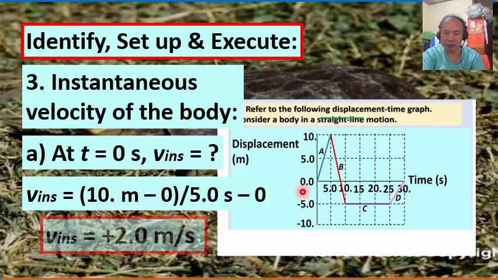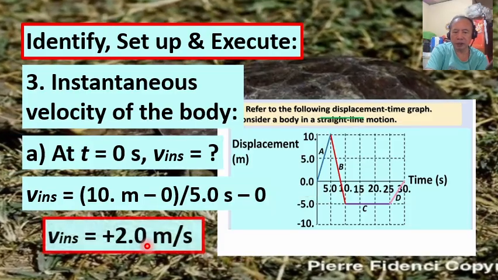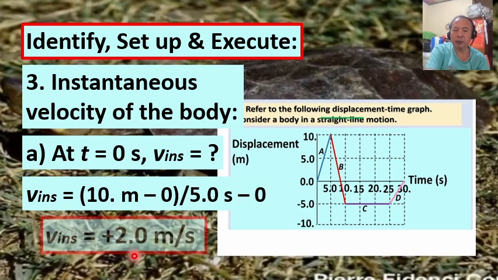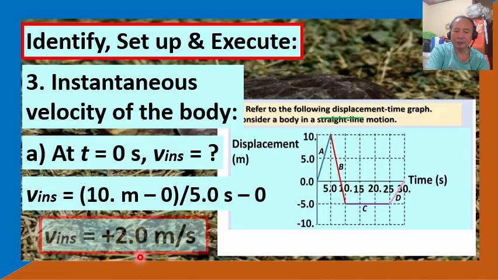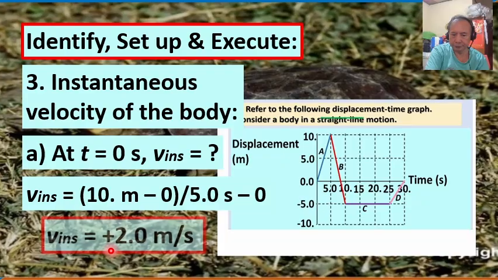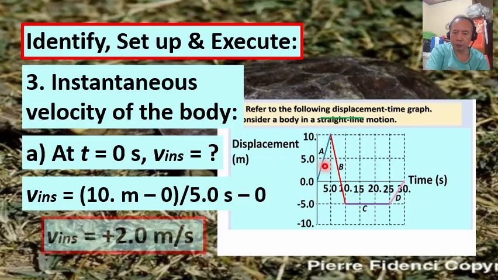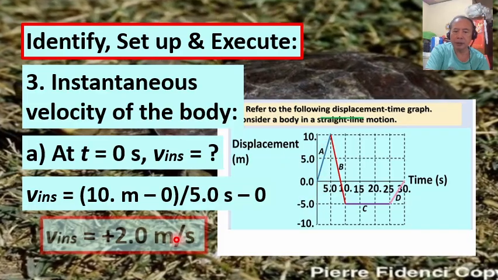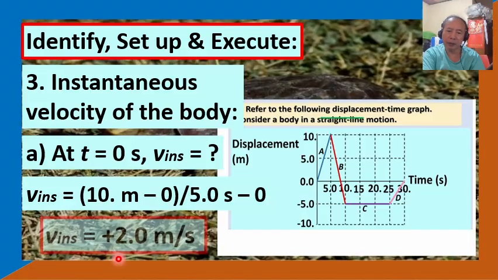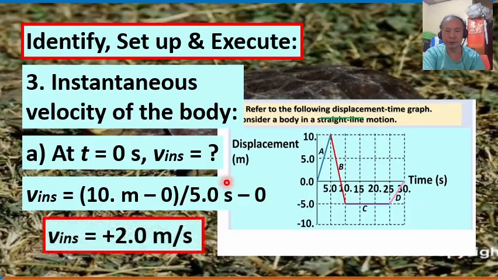Which means that at the starting time, t equals 0, we can imagine that the body is already moving with a speed equal to 2.0 meters per second, and it is heading eastward. And within the 5.0 second interval, the body maintains this speed or velocity, positive 2.0 meters per second.